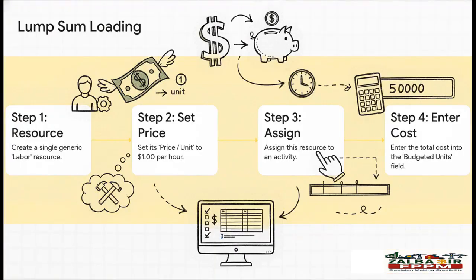Here is a brilliant little hack for lump sum loading. You create one generic resource and you set its price to exactly $1. Now check this out, the budgeted units field basically becomes your total cost field. So if an activity costs, say, $50,000, you just type 50,000 as the units. It is unbelievably fast and it works perfectly.